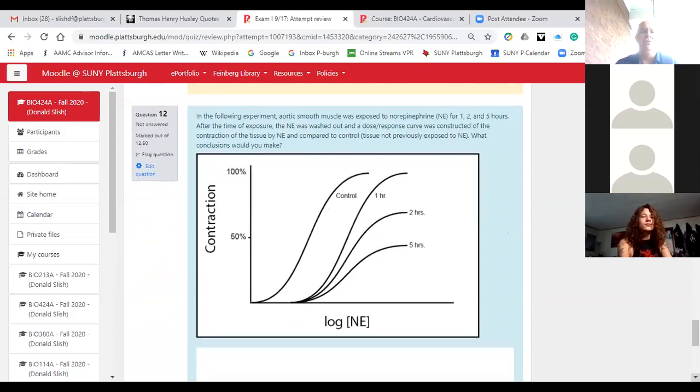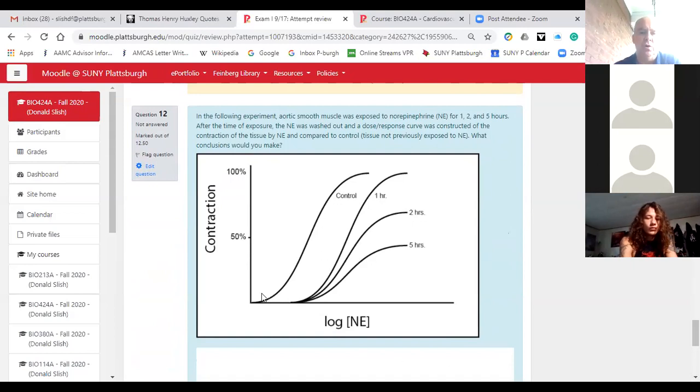Okay, and the last one. This probably should have been easier too. I kind of tipped my hand to this with the practice exam because this was kind of on there in a different way. In the following experiment, aortic smooth muscle was exposed to norepinephrine for 1, 2, and 5 hours. After the time of exposure, norepinephrine was washed out, and a dose response curve was conducted. What conclusions do you make?